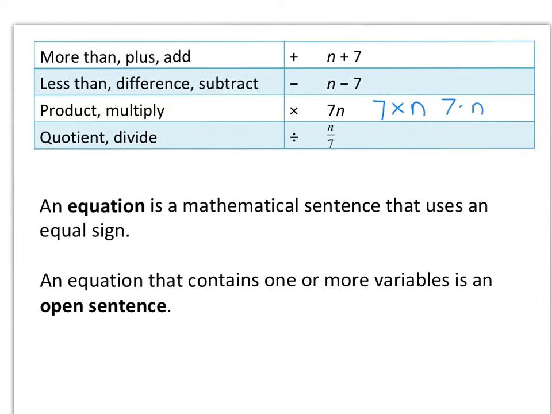Those all mean multiplication. When we see quotient or divide, that means division, so you can write division as a fraction, such as n over 7, or we could say n divided by 7. An equation is a mathematical sentence that uses an equal sign. And an equation that contains one or more variables is an open sentence.